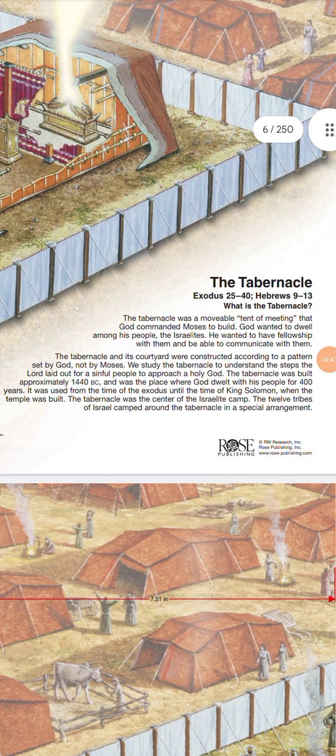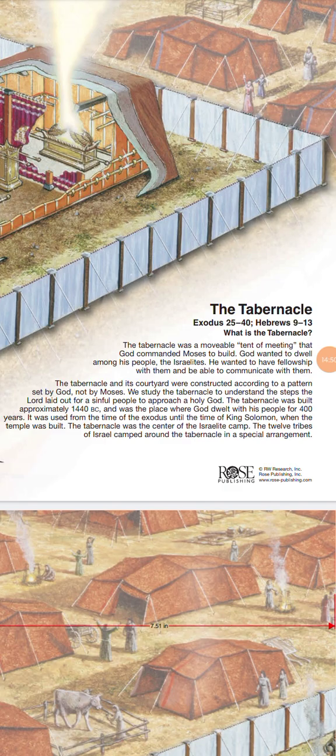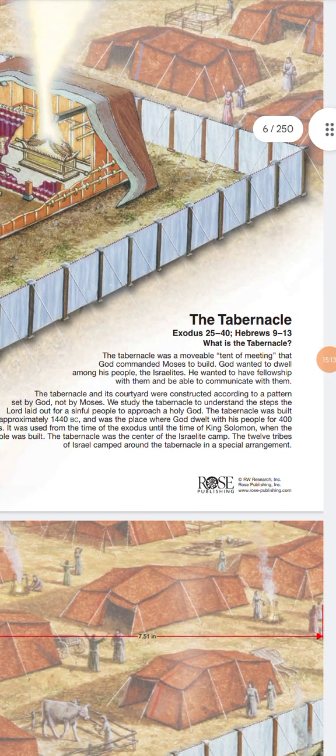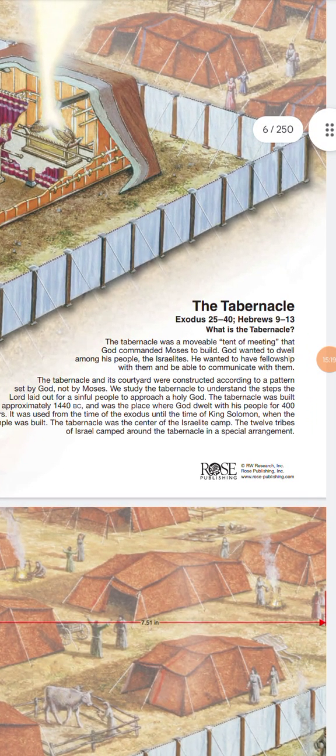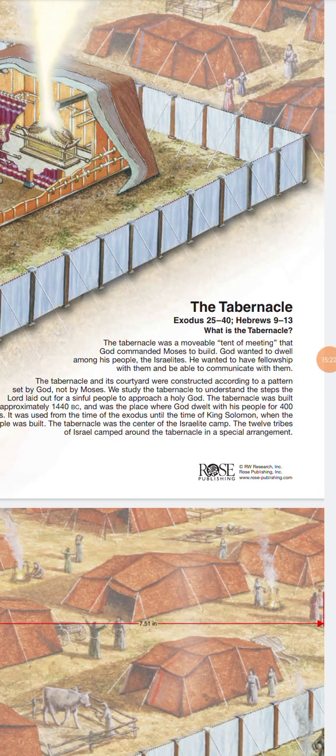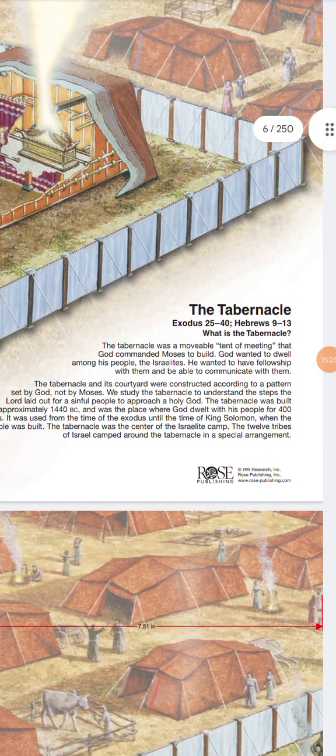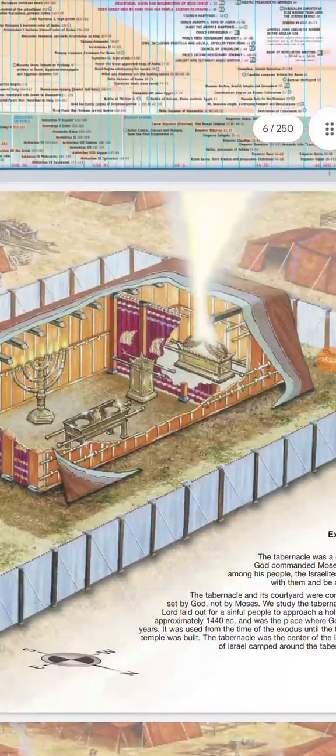So right here it says, we study the tabernacle to understand the steps the Lord laid out for a sinful people to approach a holy power. The tabernacle was built approximately 1440 BC. That number, that spiritual number, 144, the 144,000. It was the place where Yahweh dwelt with his people for 400 years. It was used from the time of Exodus until the time of King Solomon. When the temple was built, the tabernacle was the center of the Israelite camp. The 12 tribes of Israel camped around the tabernacle in a special arrangement, which we see right here.